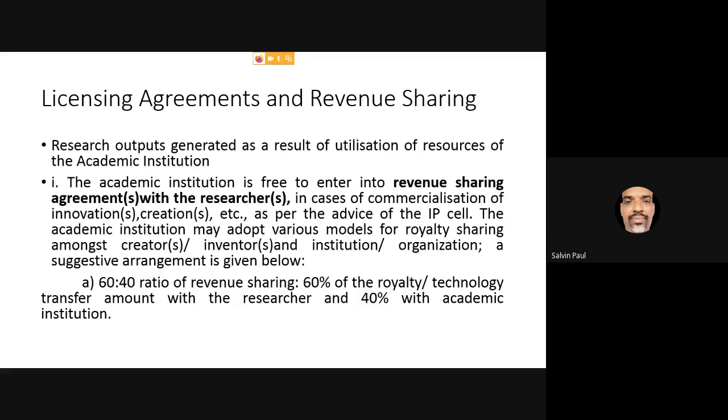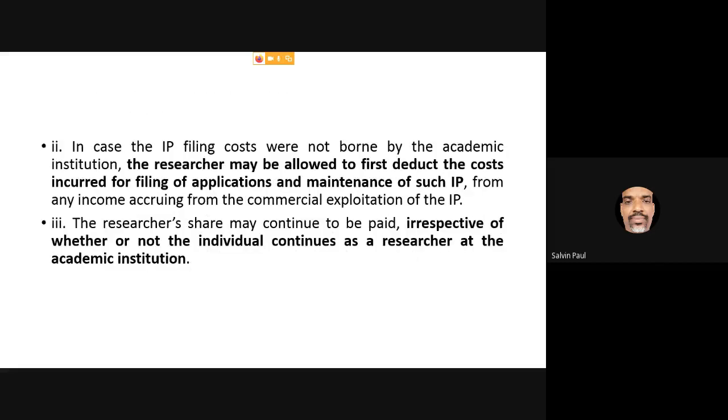And one of the most important things is the license agreements and the revenue sharing. Who is supposed to provide the cost of getting patent applications, etc.? This is the primary responsibility of the institution. In certain cases, the academic institution can enter into a revenue sharing agreement with the researchers, especially when it goes for commercialization and industrial application. Most of the time it is 60-40: 60% goes to the researcher and 40% of the royalty goes to the academic institution.